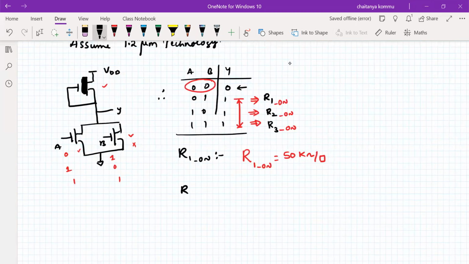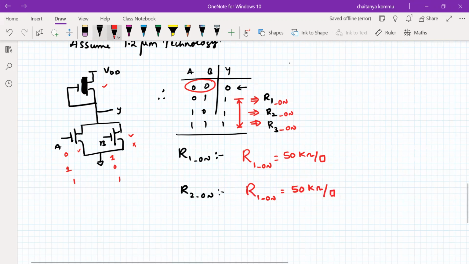Similarly, for R2 on, here the B transistor is off, but the A transistor is on. It's simply also an inverter only. So what is the inverter R on resistance that we have seen earlier? It is also 50 kilo ohm per square. Please remember that.